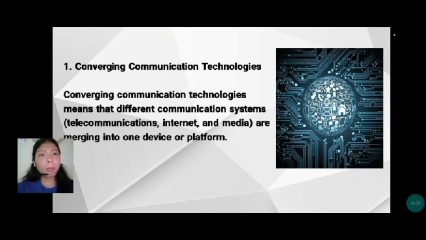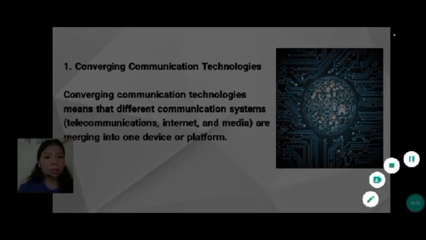Before, people used different devices for different purposes. For example, the telephone is for calling, television is for watching shows, and computer is for the internet. But now these are all combined into one device like a smartphone, so you can call, text, watch videos, browse the internet, and use social media all in one device.